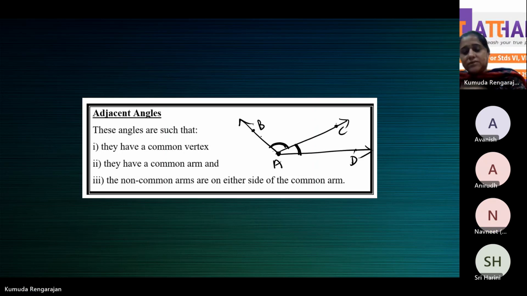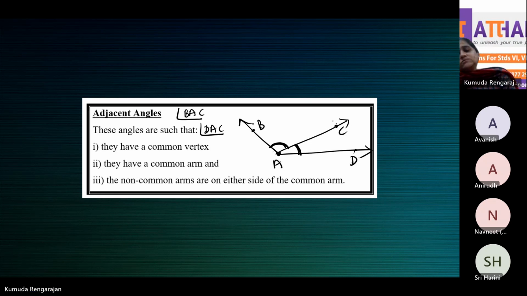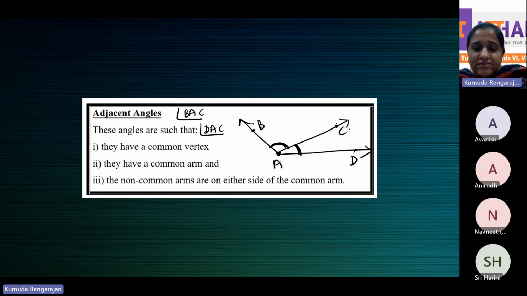Okay. Now, let's understand if these two angles are adjacent. Here we have two angles, angle BAC and angle DAC. Now we are trying to understand if these two are adjacent angles.